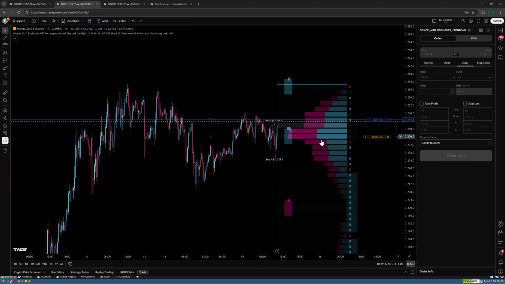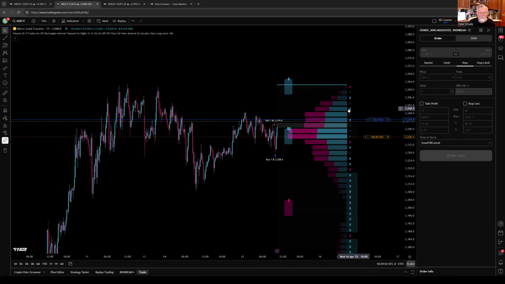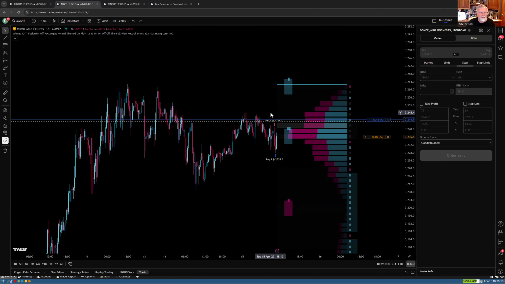So if we get our entry here, around 3245, the first thing we're thinking is we've got to clear these pivots. There's still a bit of ways to go. But once we get up through these pivots, we're going to have some buyers stepping in here, and we're going to be really close to all-time highs, recent pivot highs. This is going to be resistance.